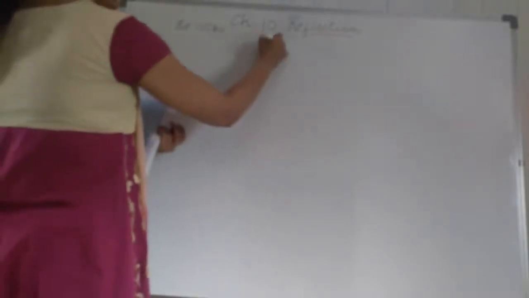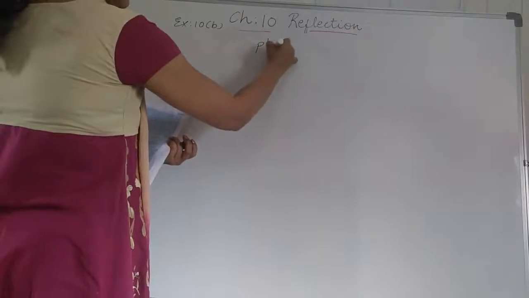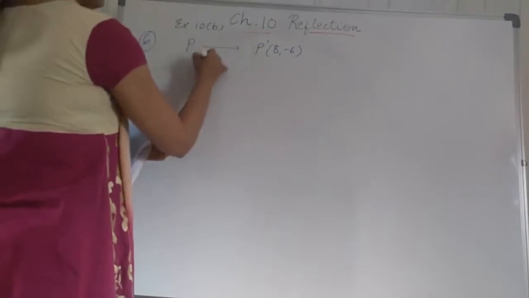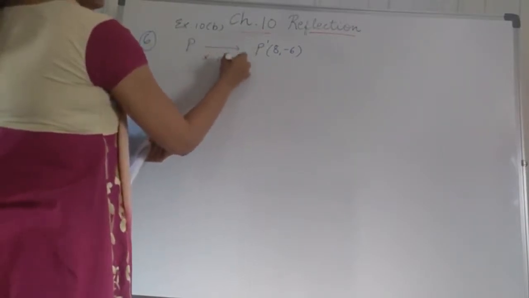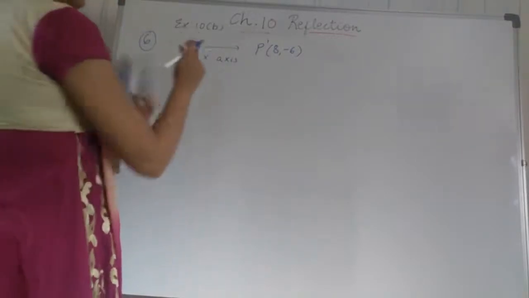So now students, let us take exercise 10b, question number 6. In this question, a point P is reflected in the x-axis. Coordinates of its image are 8, minus 6. So this is the image of the point P, which is P dash, whose coordinates are given 8, minus 6. And the point P is reflected in x-axis. It is already given in the question. So now you have to find the coordinates of P.